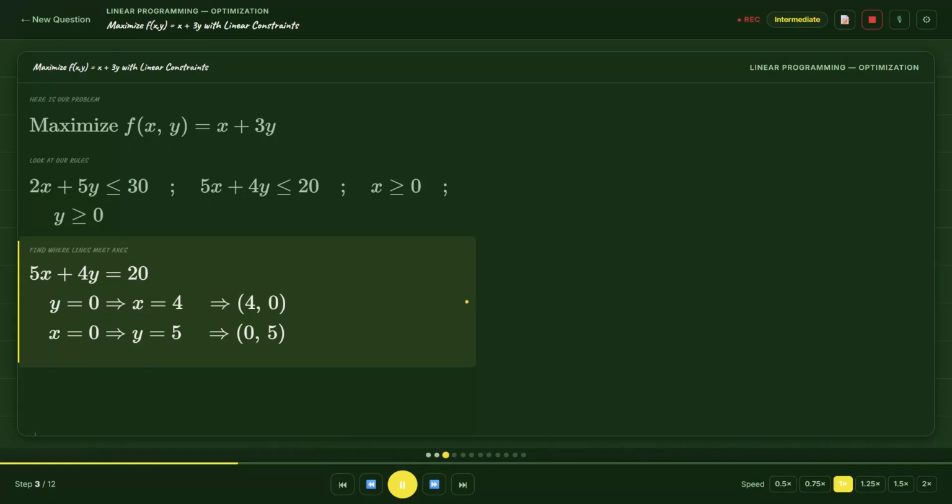For the line 5x plus 4y equals 20, when y is 0, x is 4, and when x is 0, y is 5. So this line goes through the points 4, 0 and 0, 5.